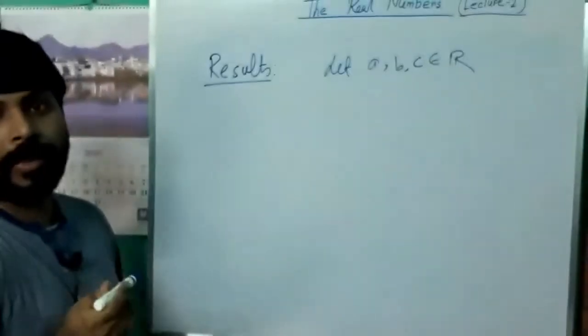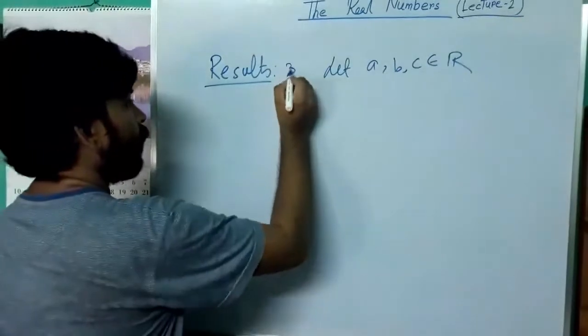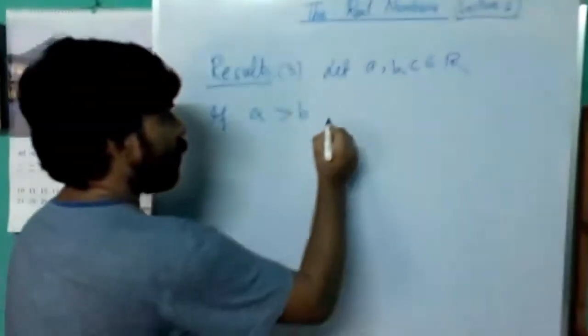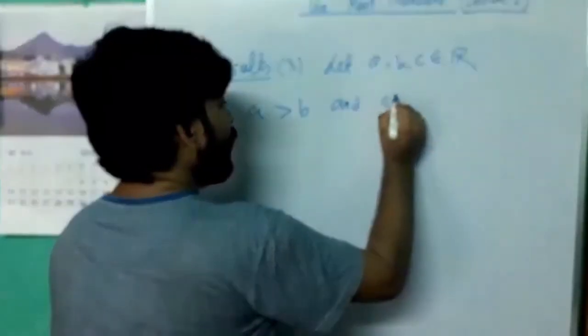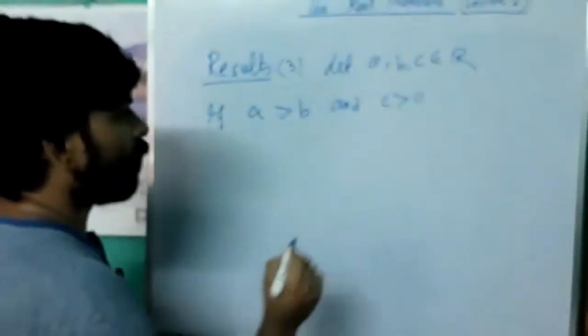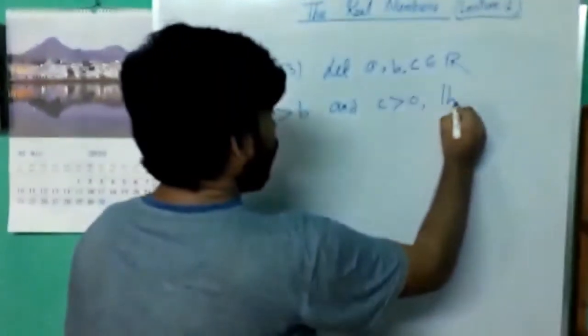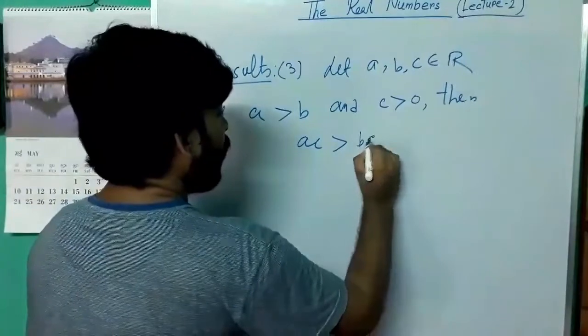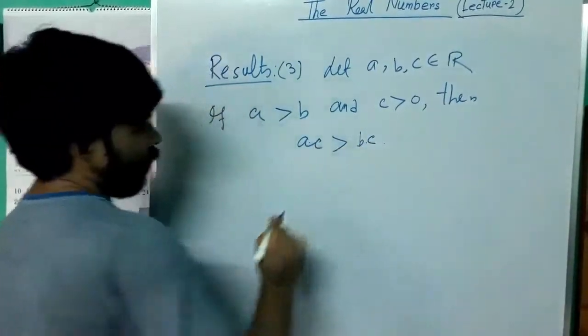Okay, so next, result 3. A, B, C are three real numbers. If A is strictly greater than B and C is strictly greater than 0, then A multiplied by C is strictly greater than B multiplied by C. Proof.